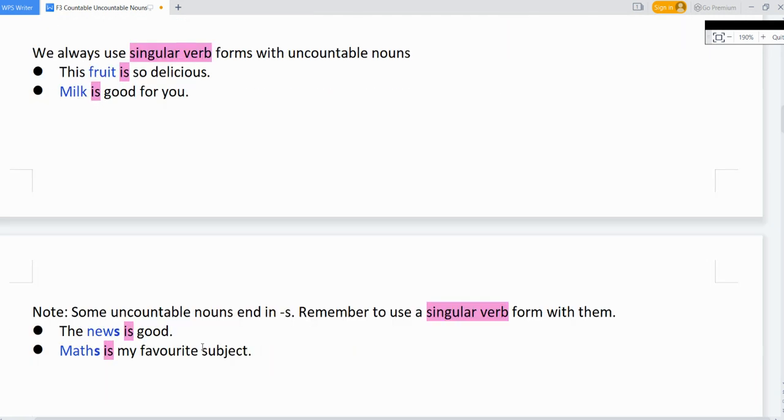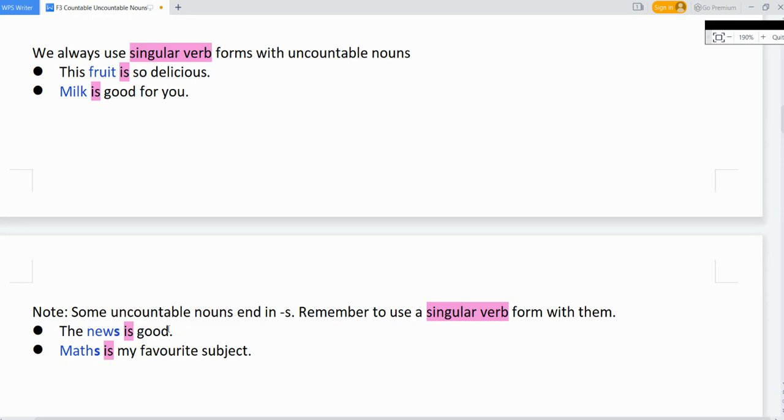Okay, next. Note some uncountable nouns, okay, end in s. Ada juga kata nama yang uncountable ni berakhir dengan s, but we use singular verb. Okay, kita guna singular verb, the one with the is tu. Okay, for example, the news. Okay, news ni adalah uncountable, tak boleh kira pun satu news ke dua news. But, dan dia ada s, selalunya kita ingat kalau ada s, benda tu plural kan, but this is not the case.